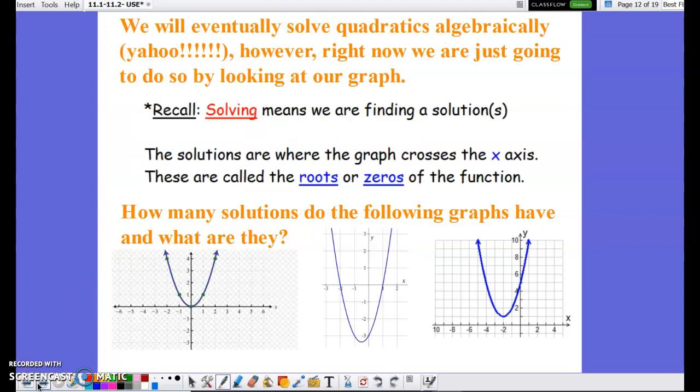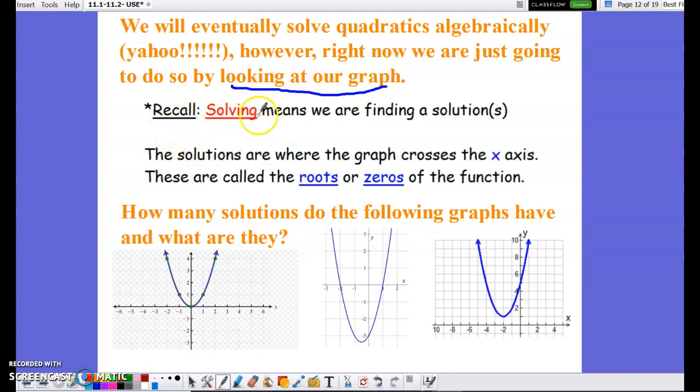And finally, this is going to be our last slide for today. It says we will eventually solve quadratics. That's going to be the second part of this unit, and we're going to do it algebraically. However, right now we're just going to do so by looking at our graph. And we're going to talk more about graphing in the next lesson for this week.